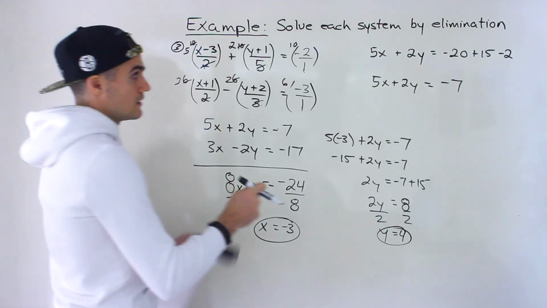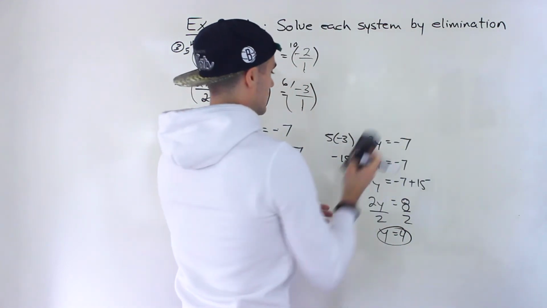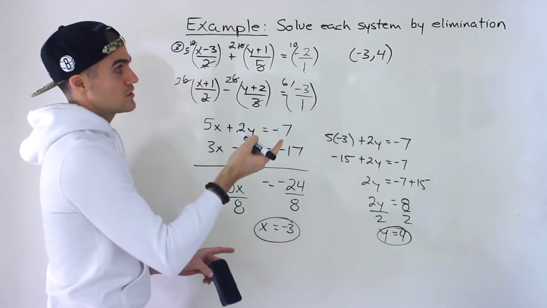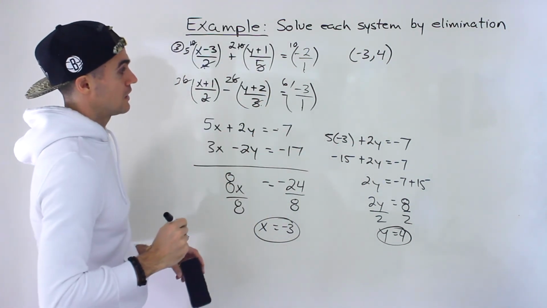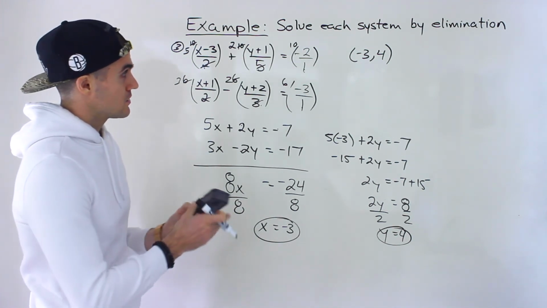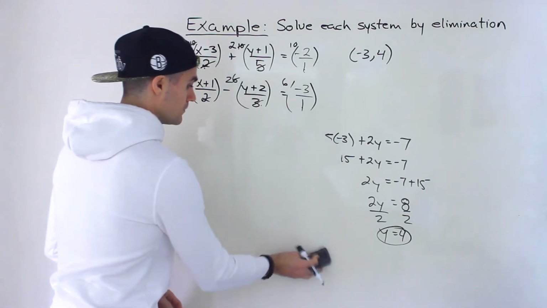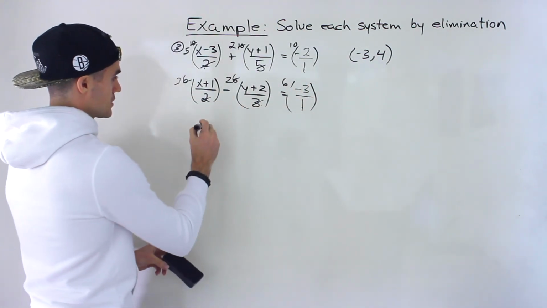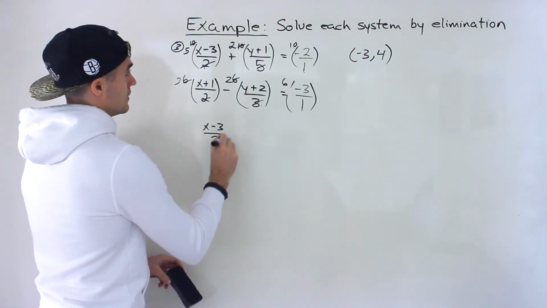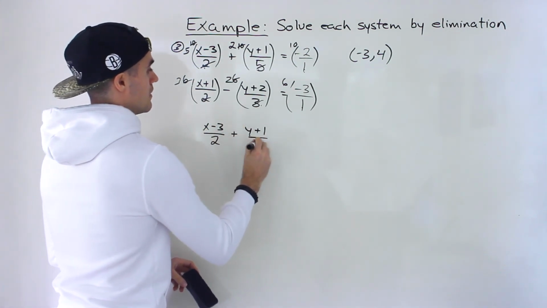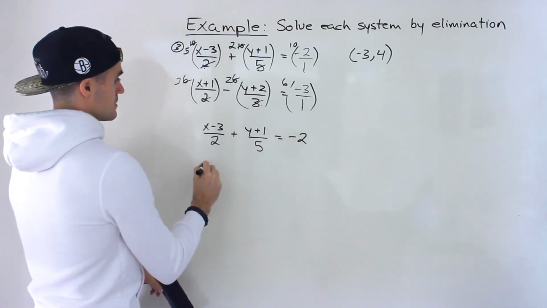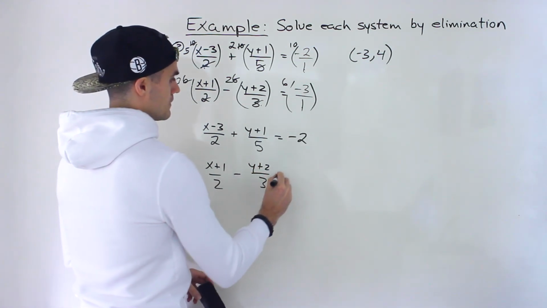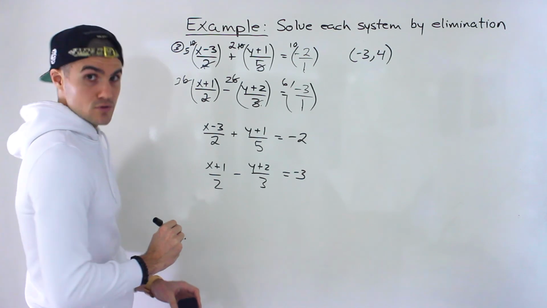So negative 3, let's write this over here. Negative 3 and 4 is the solution. So that's going to be the point of intersection between those two lines. And now if we want to do a check, so negative 3 and then 4, let's plug them into the originals. Let me actually rewrite the originals just because there was a lot going on there. Okay, so then we have x plus 1 over 2 minus y plus 2 over 3, and that was negative 3. Right, so those are the original equations.